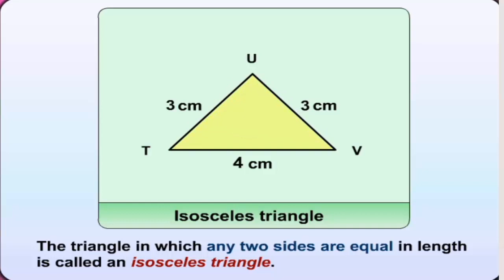Similarly, the two sides of the triangle TUV are equal in length. So, the triangle TUV is an isosceles triangle.